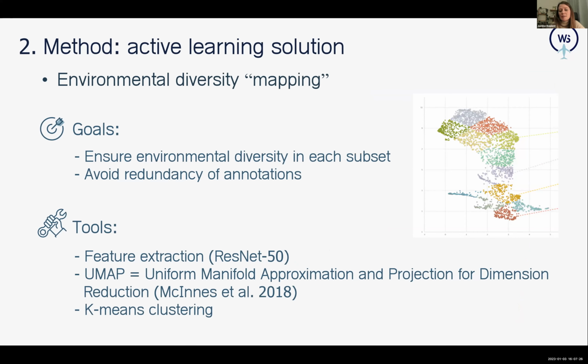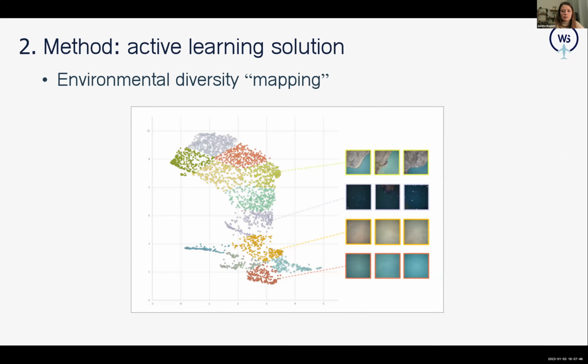To do this, we use a dimension reduction tool, UMAP, to obtain a representation like this one. On this graph, each point represents an image. And roughly speaking, the more two images are similar, the closer they are in the representation. This is what you can see here, where this area, for example, contains images with clear blue water, and on this yellow cluster we have more turbid waters.